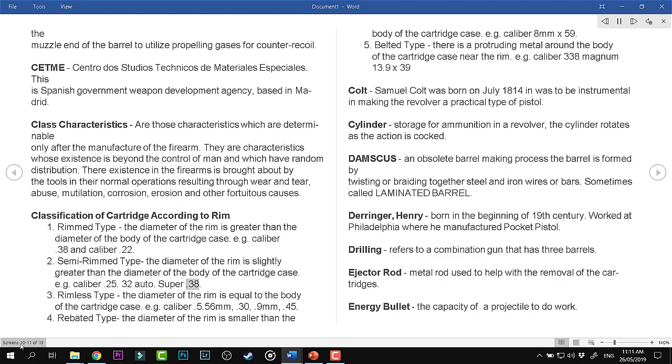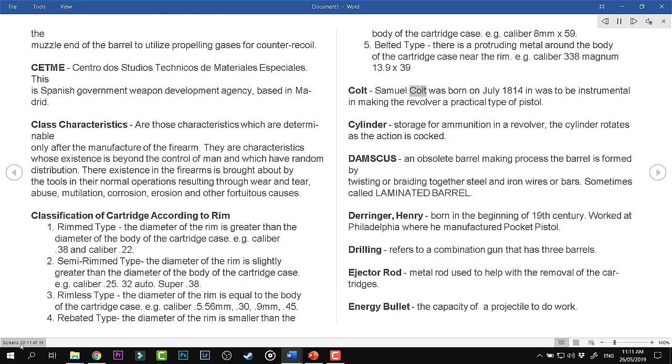32 Auto, Super .38. 3. Rimless type, the diameter of the rim is equal to the body of the cartridge case, e.g. caliber 5.56 mm, .30, 9 mm, .45. 4. Rebate type, the diameter of the rim is smaller than the body of the cartridge case, e.g. caliber 8 mm x 59. 5. Belted type, there is a protruding metal around the body of the cartridge case near the rim, e.g. caliber .338 Magnum, 13.9 x 39.